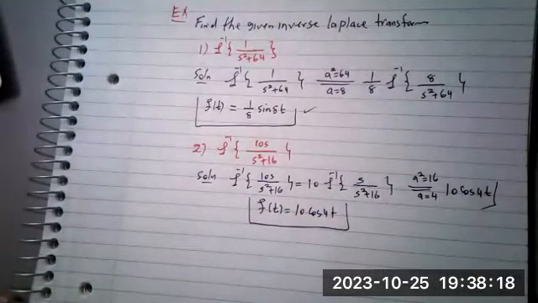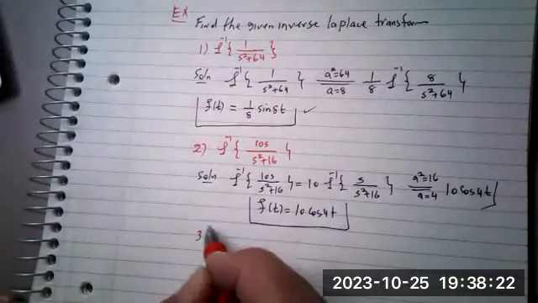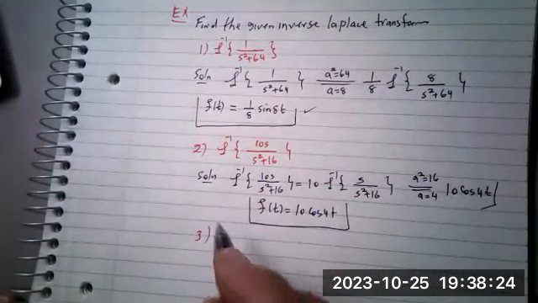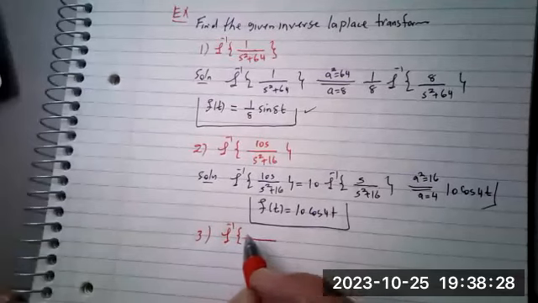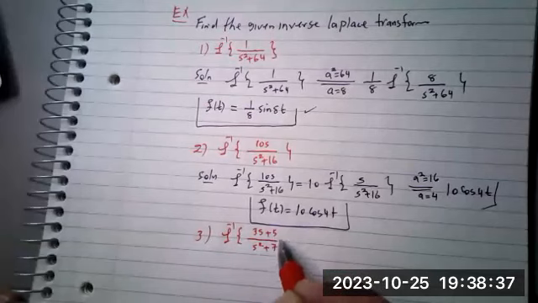So, ready for the next one? What's going to be the next one? Part 3. How about this? Laplace inverse of 3s plus 5 divided by s squared plus 7.